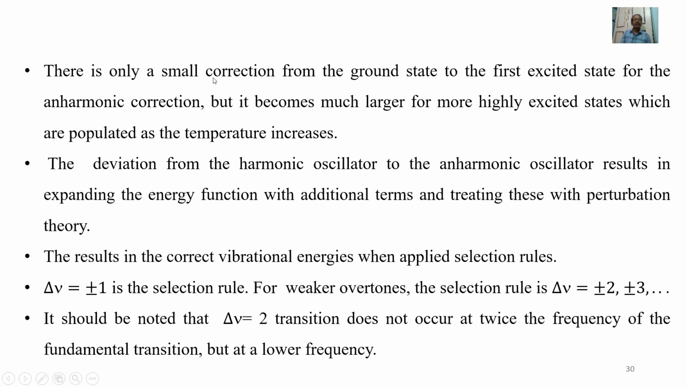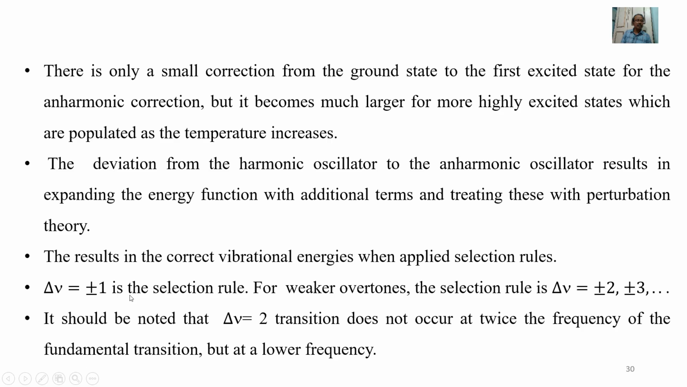There is only a small correction from the ground state to the first excited state for the anharmonic correction, but it becomes much larger for more highly excited states, which are populated as the temperature increases. So it depends on temperature too. The deviation from the harmonic oscillator to the anharmonic oscillator results in expanding the energy function with additional terms and treating these with perturbation theory. This results in the correct vibration energies when selection rules are applied.